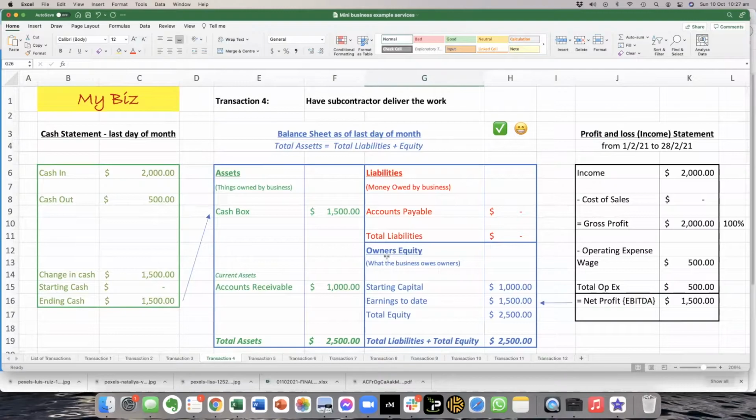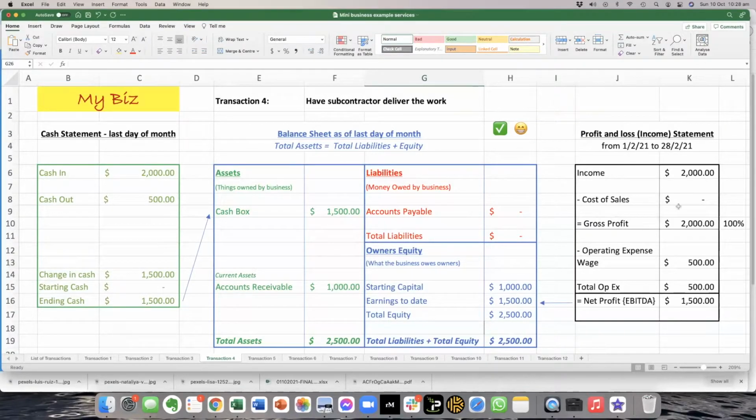Okay, so business is going well. Transaction 4, we're busy. And we've got some work to deliver now, and we've decided to get a subcontractor to help us deliver it. So how does that play out? This subcontractor, we know this person, they're trustworthy, reliable, and they've decided to do the job for us to help us out, and they're going to do it for $50 an hour. So that means 10 hours at $50 an hour is $500. So we're going to pay them $500.